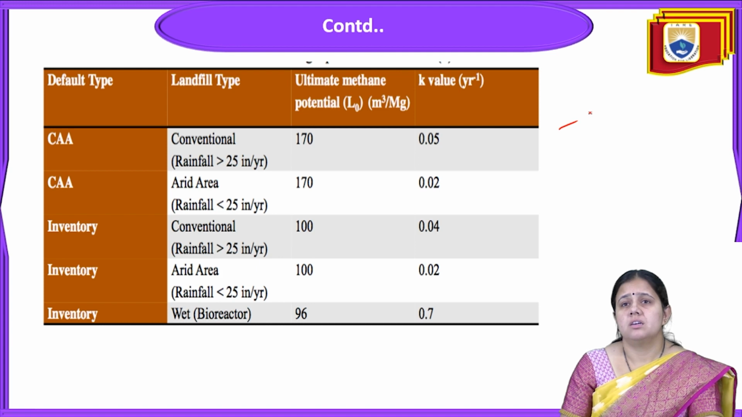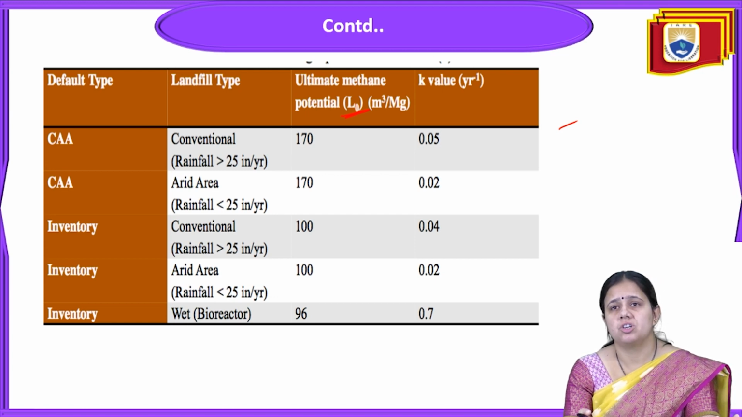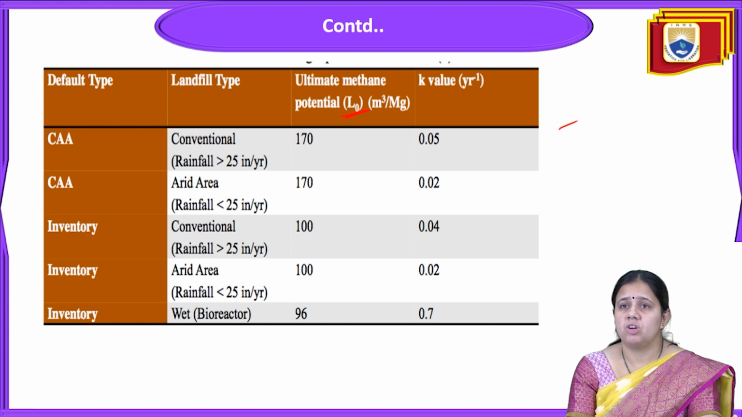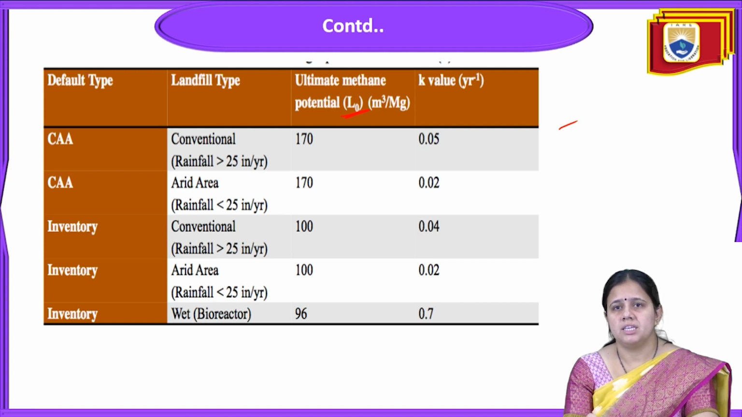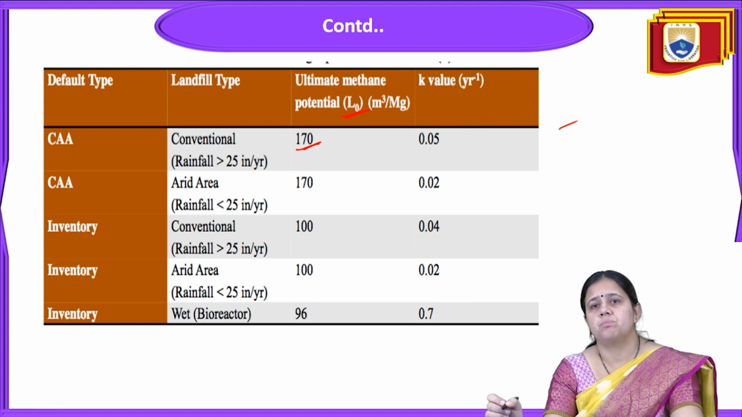This is the table of default values, showing which type of landfill there is and how much L naught methane production there will be. This table represents the landfill types, the production of methane, and the value of K per year. For conventional landfills, if rainfall is more than 25 centimeters every year, then the ultimate methane production is 170, and its K value will be 0.05.